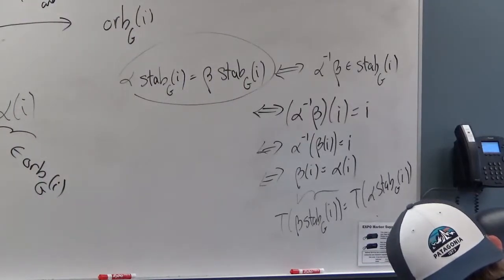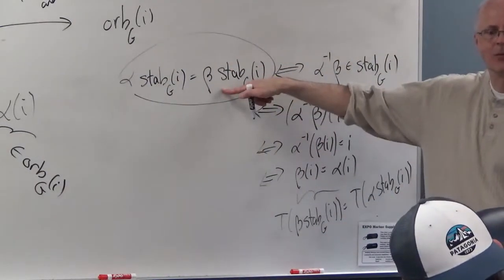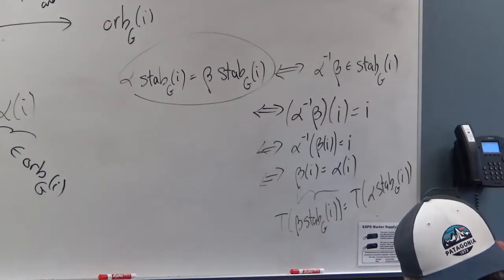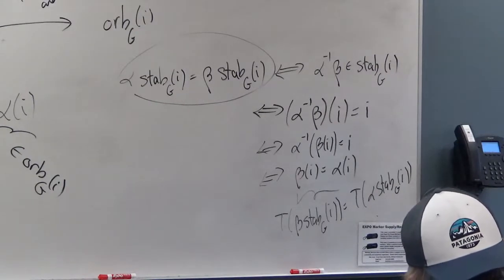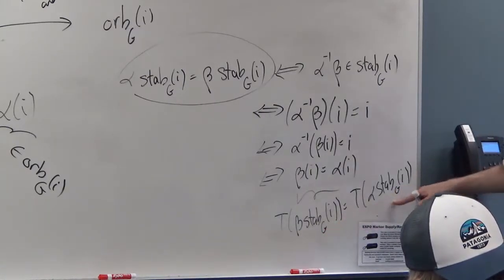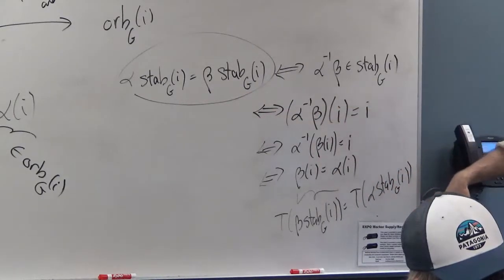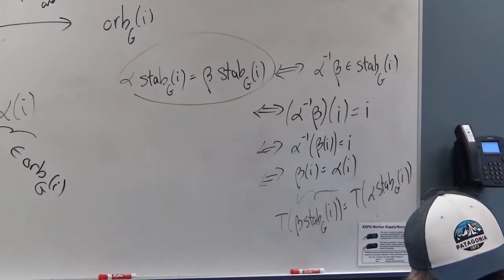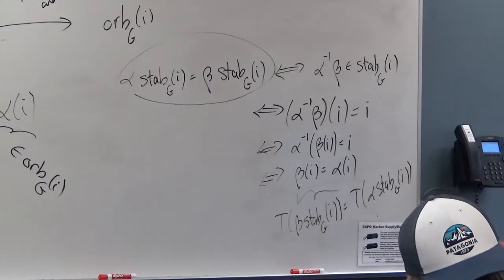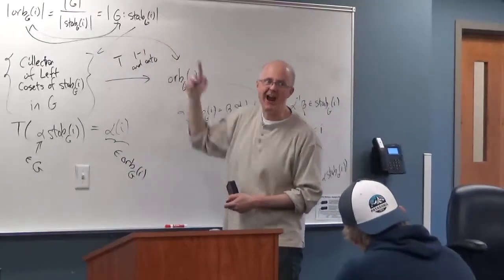Which means what about capital T? If I assume this and can conclude that, what does that mean about capital T? Capital T of this equals capital T of that leads to the conclusion that the inputs are the same. Capital T must be 1-to-1, yeah. Which is part of what I wanted to show, after you show it's well defined.